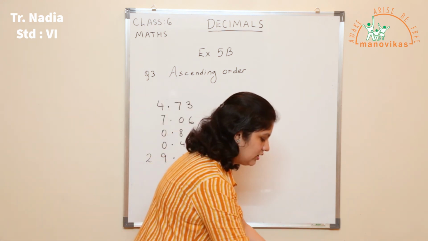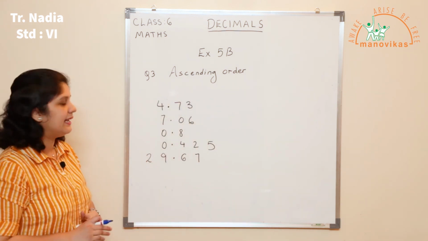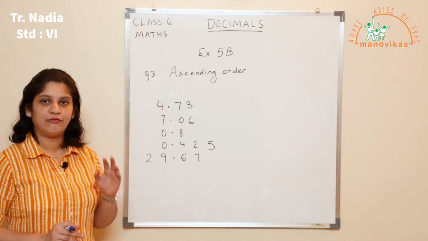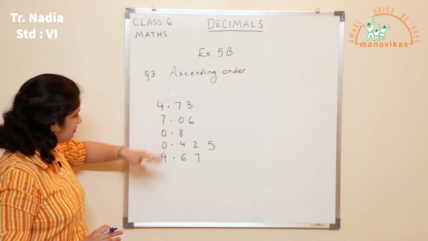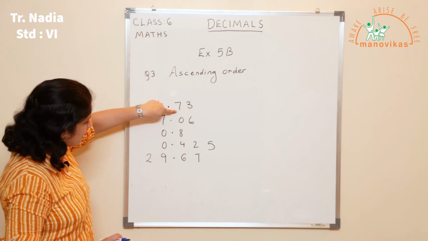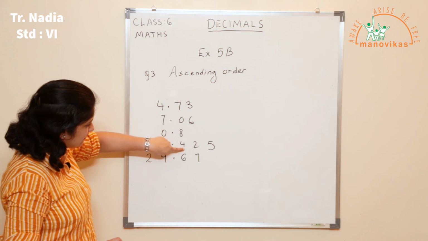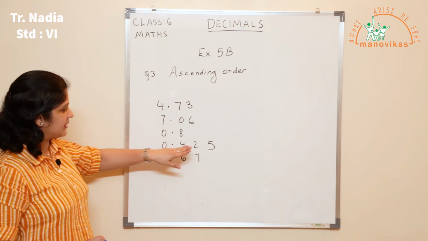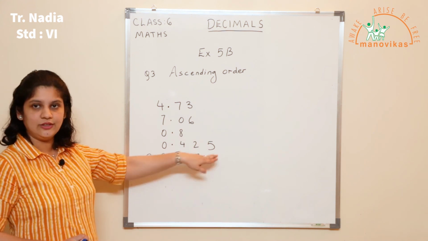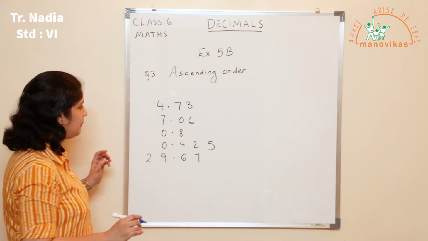Now ascending order also, just like how you were comparing your decimals, in ascending order also you have to make sure that the decimal places are like. Let me just go through. This number has 2, this number has 2 decimal places, this has 1, this has 3 and this has 2. Maximum number of decimal places is 3 over here. So I have to make sure that all the numbers have got 3 decimal places.